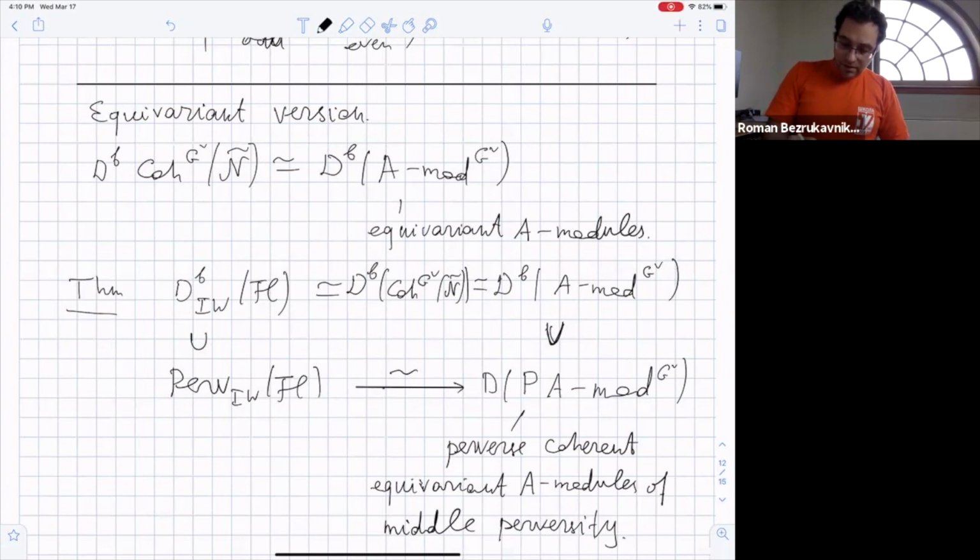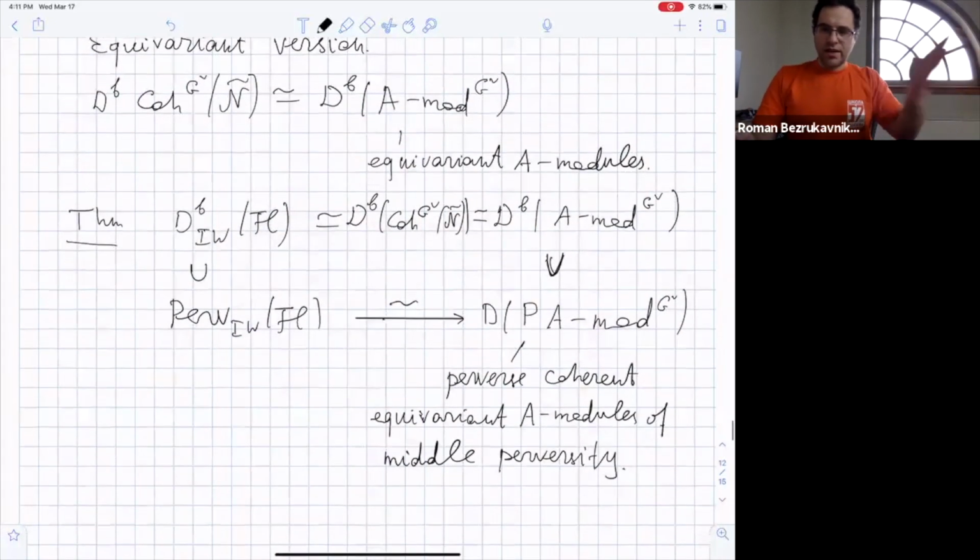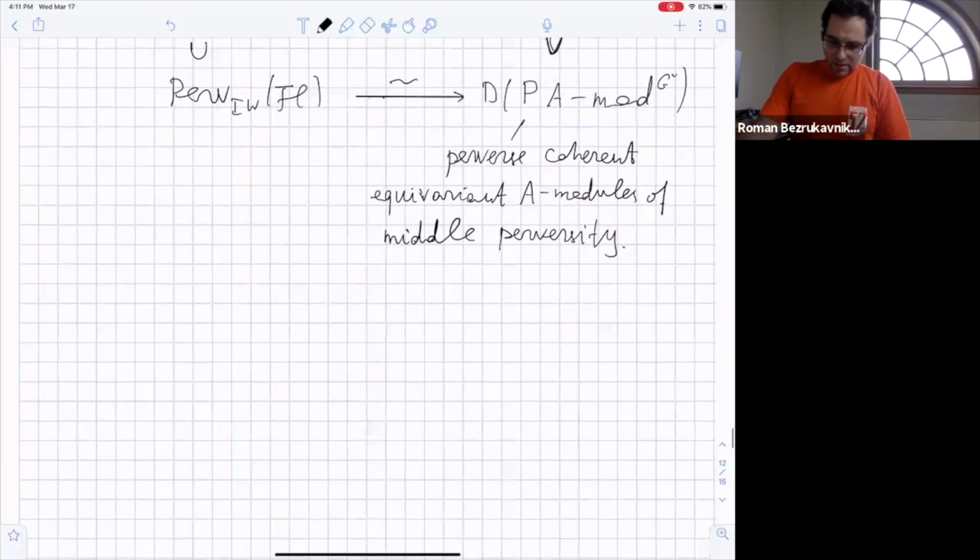So inside the constructible derived category, we have the abelian heart. Here it is. And on the right-hand side in the coherent world, it corresponds to perverse coherent equivariant A-modules of middle perversity. One way to say it is that the objects in D^b of A-mod, if you forget the A, so there's a forgetful functor to coherent sheaves, but if you apply this forgetful functor, you get into perverse coherent of middle perversity.